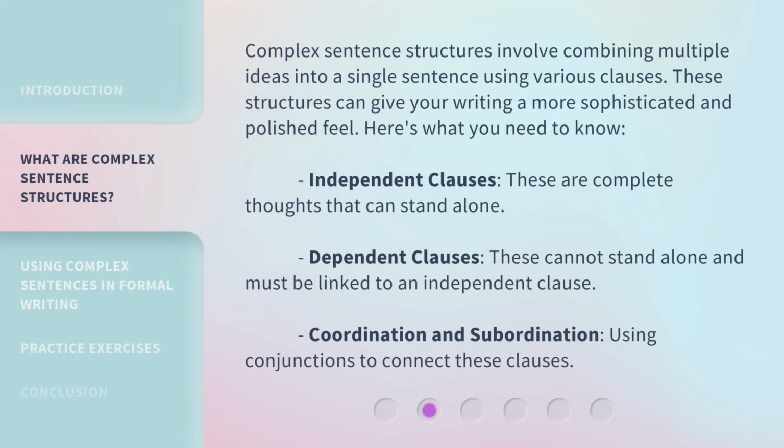Complex sentence structures involve combining multiple ideas into a single sentence using various clauses. These structures can give your writing a more sophisticated and polished feel. Here's what you need to know. Independent clauses. These are complete thoughts that can stand alone. Dependent clauses. These cannot stand alone and must be linked to an independent clause. Coordination and subordination. Using conjunctions to connect these clauses.